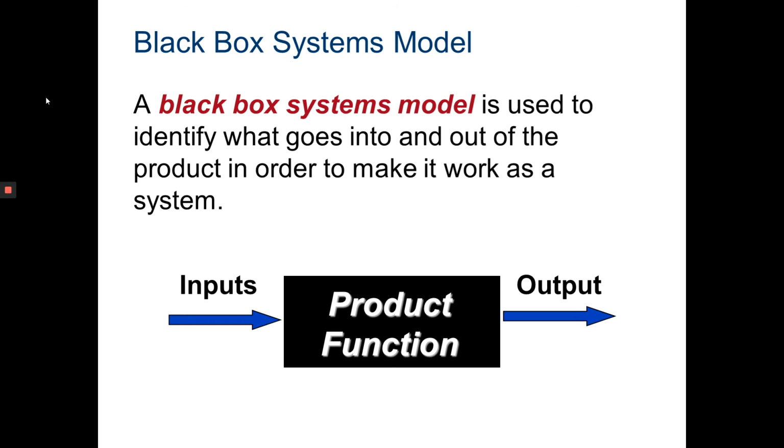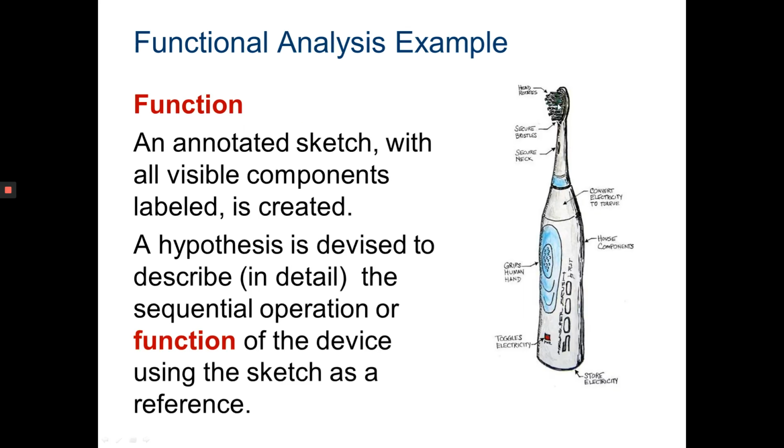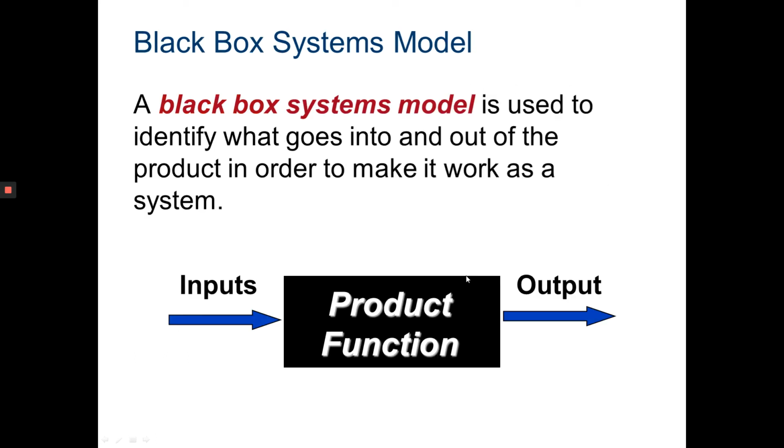Here's the other thing that comes into play in this portion of the analysis, something called a black box. A black box model is used to identify what goes into and out of the product in order to make it work as a system. So if we back up for a second, this is a miniature system. It has inputs, it has outputs, and that's what makes it a system.